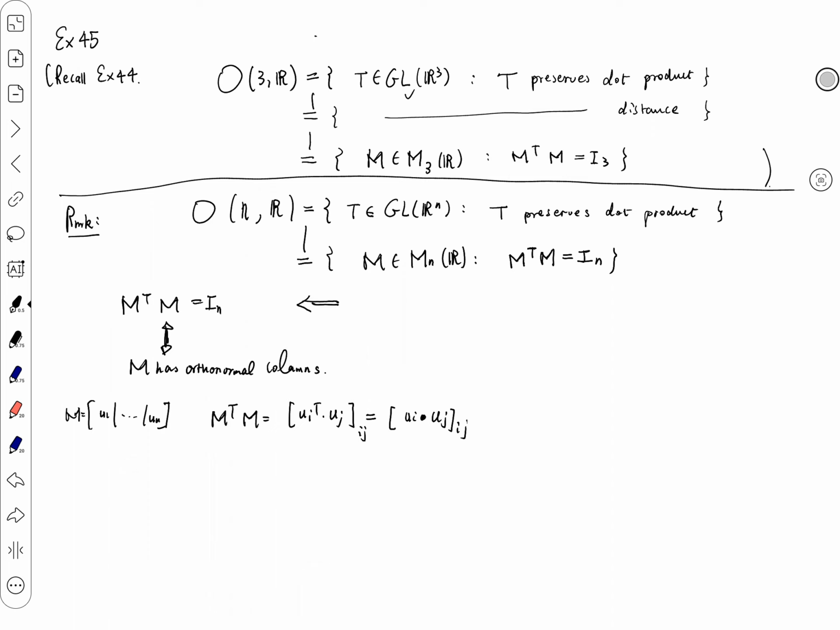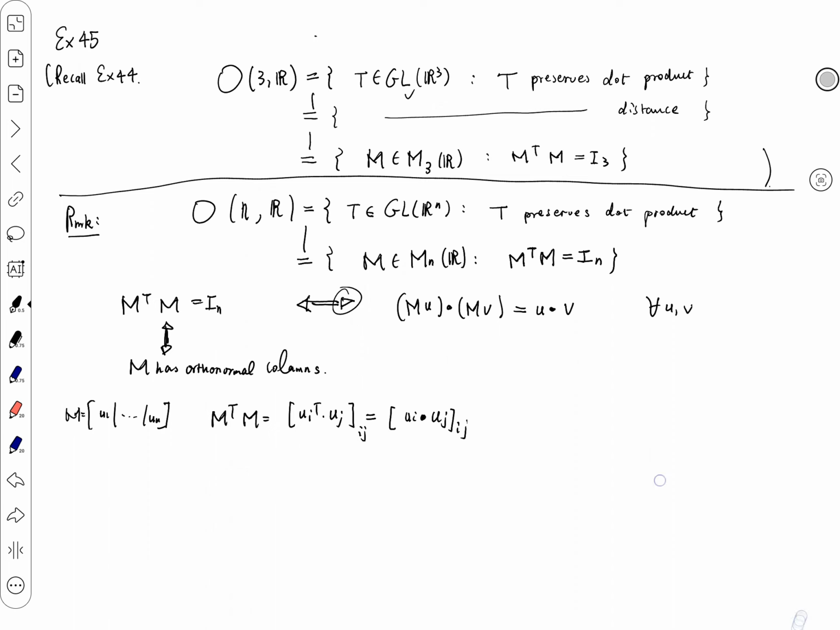And exercise 44 showed that this characterization, by the same method, is equivalent to preserving the dot product for whatever u and v. So one direction is obvious. For the other direction you use test vectors. This direction is very easy just by computation.